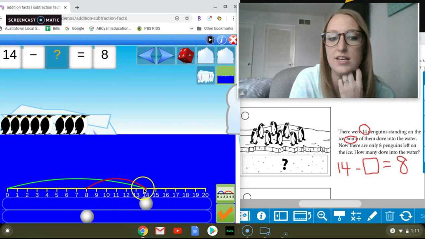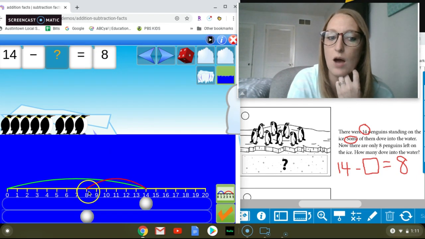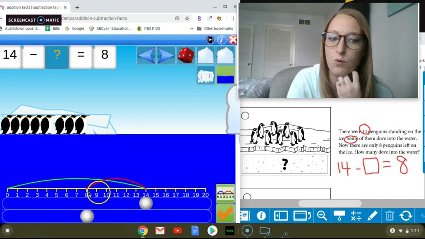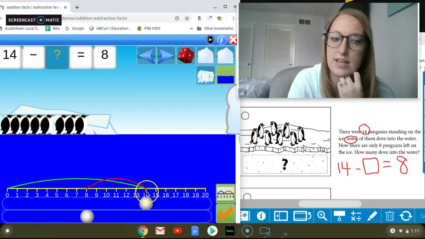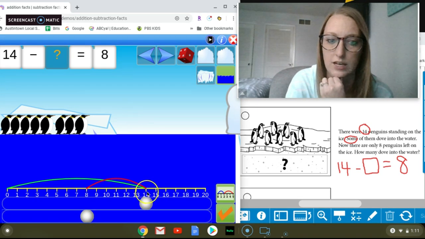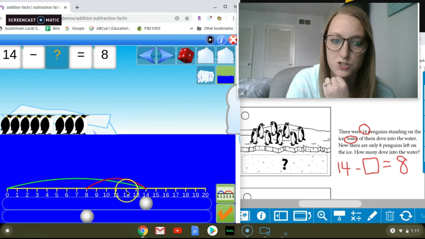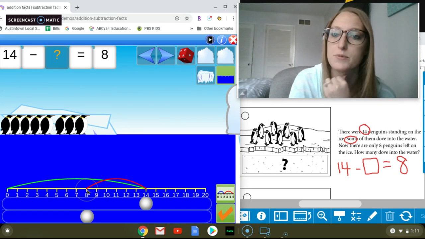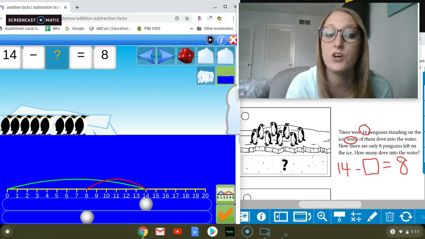Now, what I want you to see is what we have to do is count the hops back until we got to 8. So we started with 14, and we are going to hop backwards till we get to 8. So let's see how many hops we had to take. Remember, we don't count the number we start on, 14. 1, 2, 3, 4, 5, 6. How many hops backwards did I take? I took 6 hops backwards.